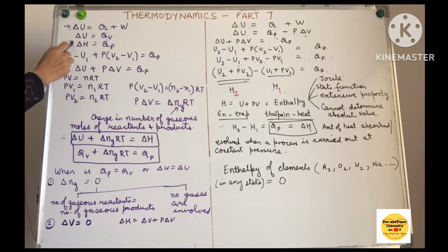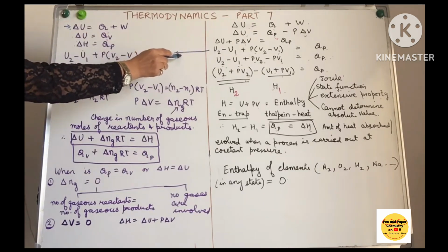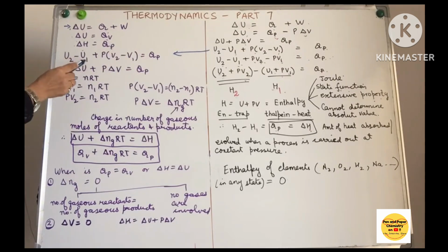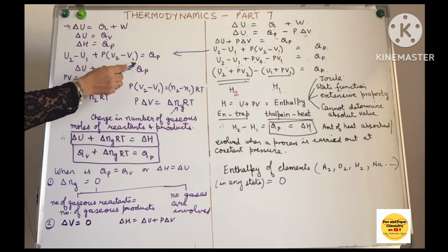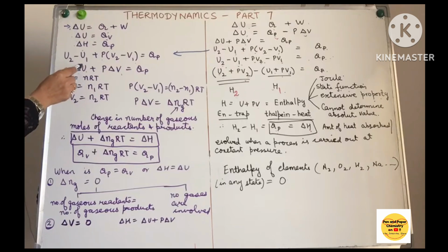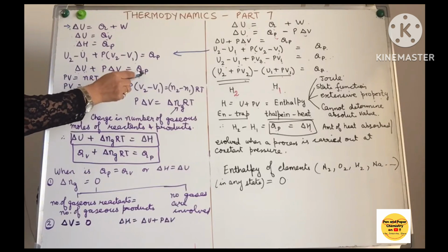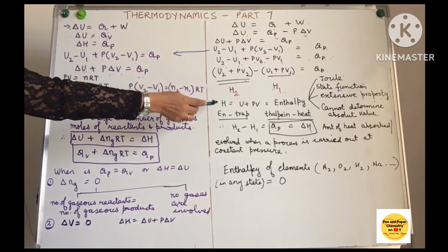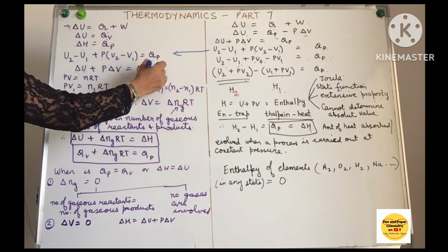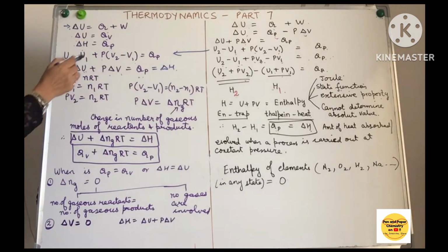Delta H is the change in enthalpy, delta U the change in internal energy. Picking up from here, U2 minus U1 is the change in internal energy. Plus P, V2 minus V1 denotes the change in volume. So we have another equation over here, delta U plus P delta V is equal to QP. Now we also know that QP is equal to delta H that we had derived yesterday. So we can say delta H is equal to delta U plus P delta V.